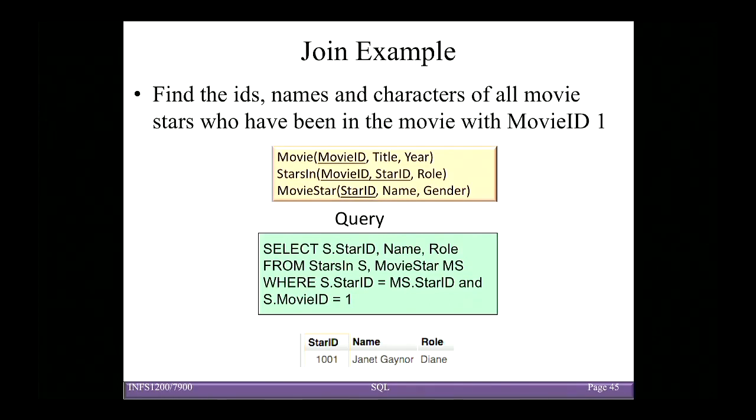Okay, let's do a bit more complicated queries. Find the IDs, names, and characters of all movie stars who have been in the movie with movie ID 1. Right? So again, if you're lost, always start from where? Think about the from. What do you need to have in the from part? So we are looking for the IDs and names and characters of all movie stars who've been in the movie with movie ID 1.